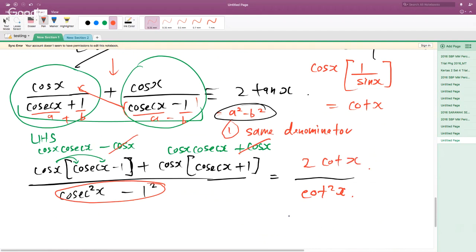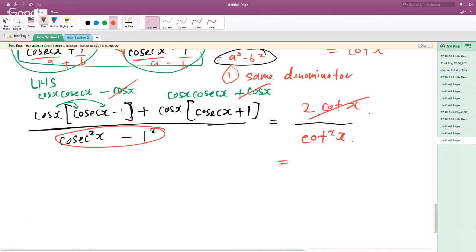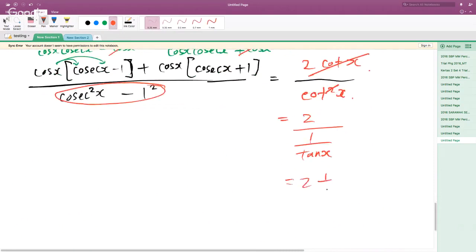And then, since I want to get the answer, I will just change everything in tangent. Or I can simplify this one first. Cotangent and cotangent, so this is 2 over cotangent. Cotangent is 1 over tangent x. So therefore, I will get 2 tangent x. Then I have proven it.